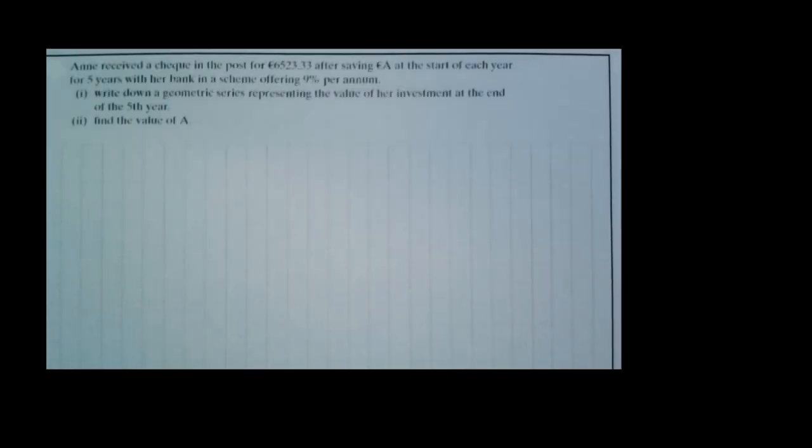Okay, here's a similar question. So why don't you pause the video here and see how you get on with it. So Anne received a check in the post for €6,523.33 after saving €A at the start of each year for 5 years with her bank in a scheme offering 9% per annum. The first thing you are asked to do is write down a geometric series representing the value of her investment at the end of the 5th year. And the second thing you're asked to do then is find the value of A.